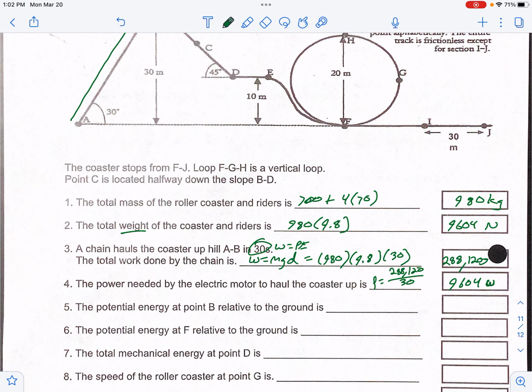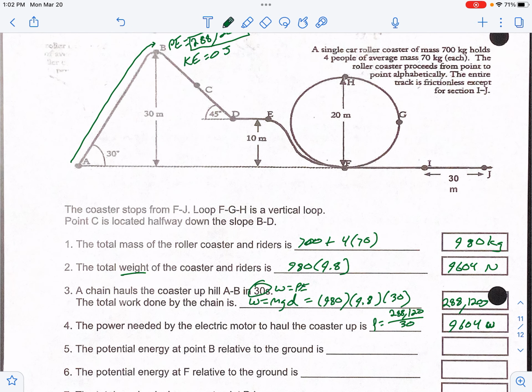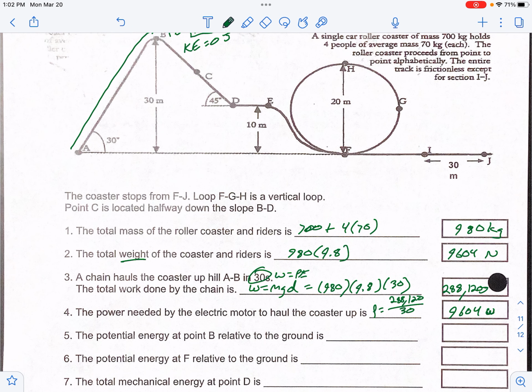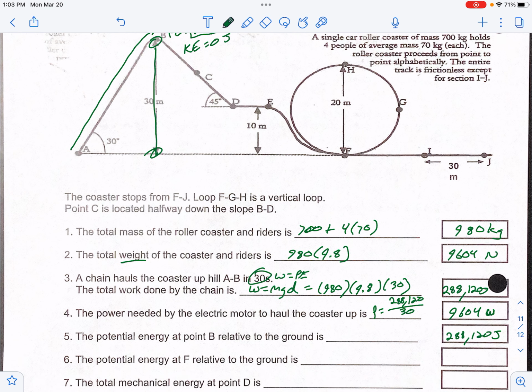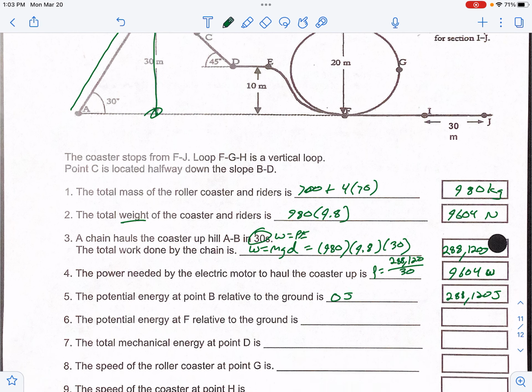5, the potential energy at point B relative to the ground. Okay, so point B relative to the ground. So all I'm doing is what is the potential energy difference from here all the way to the ground right there. Okay, we already found that. It was 288,120 joules. Okay, so remember on 5, you're at the bottom. So you've got 0 joules of kinetic. So therefore all your potential energy at the bottom is 0. But at the top, it's going to be 288,120 joules.